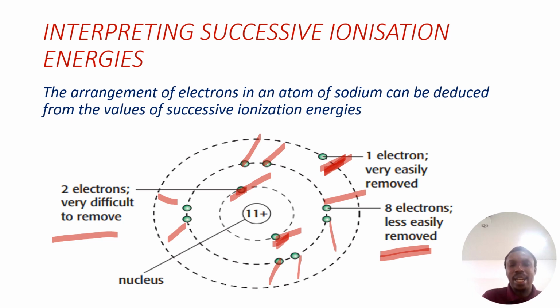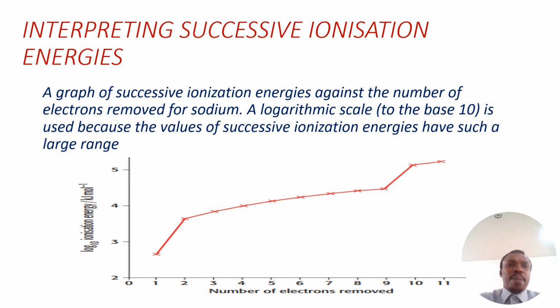So the farther the electron is from the nucleus, the lower the ionization energy. The closer the electron is to the nucleus, the higher the ionization energy, which is as a result of the attraction from the nucleus. So to interpret successive ionization energies, we can use a graph of successive ionization energies against the number of electrons removed. So this is the graph for sodium.